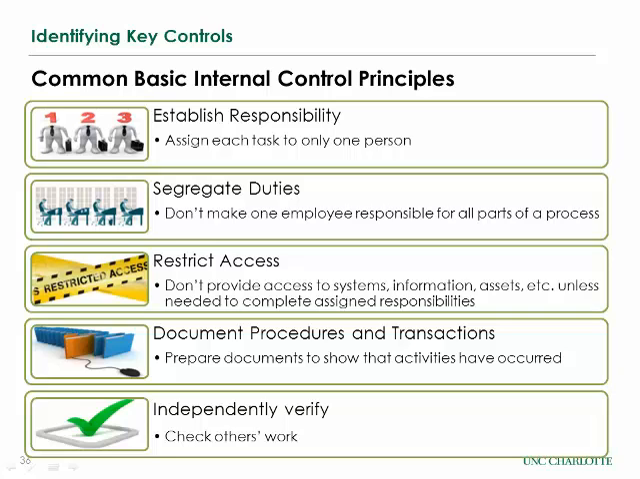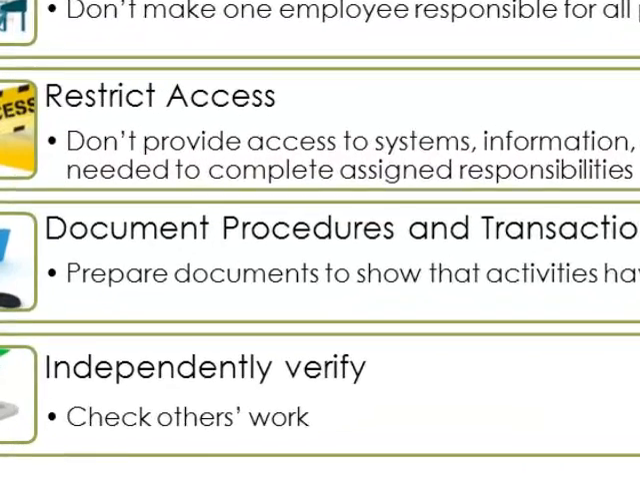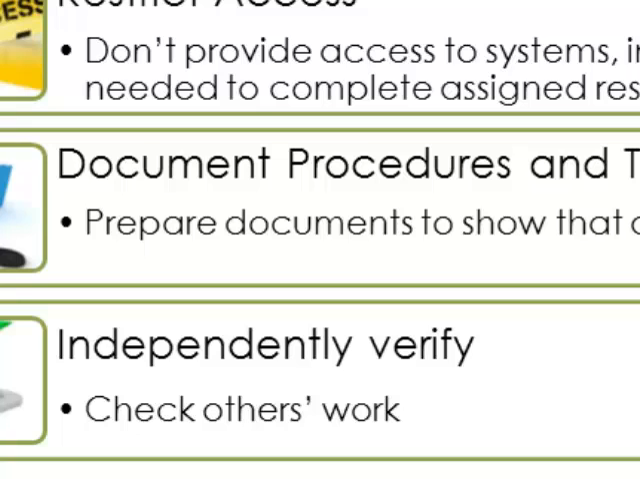3. Restrict access. Do not provide access to systems, information, or assets unless that access is needed to complete assigned responsibilities. 4. Document procedures and transactions. It is necessary to prepare evidence to show that activities have occurred and verify findings. 5. Independently verify. Remember to check others' work. Don't let an employee have unbridled and unchecked authority.